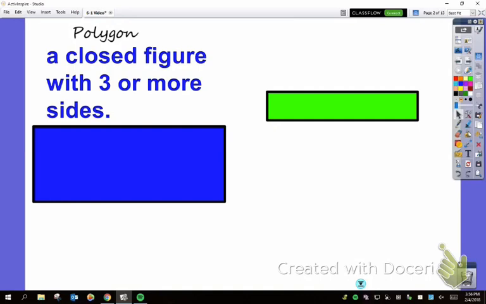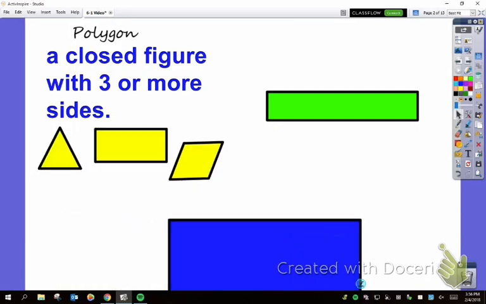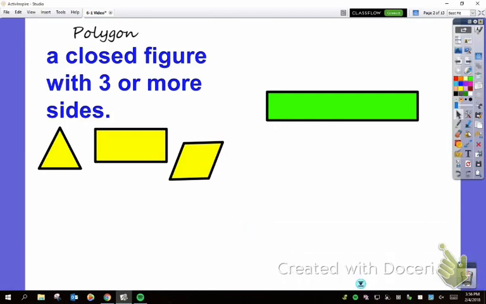So your examples of a polygon would be your triangle, your rectangle, or your rhombus or parallelogram. Okay. Or you could have even funky shapes that look something like this because it's a closed shape. Okay, so any of those would work.